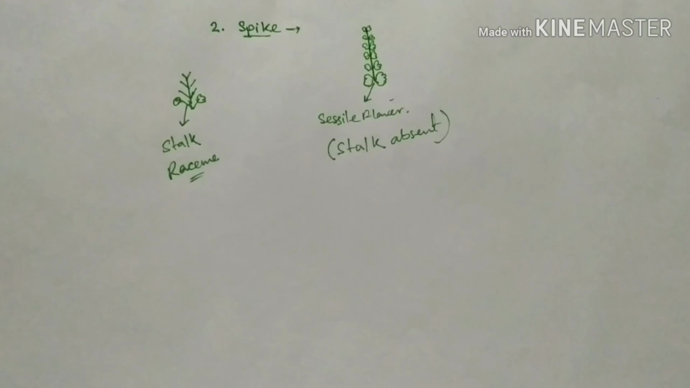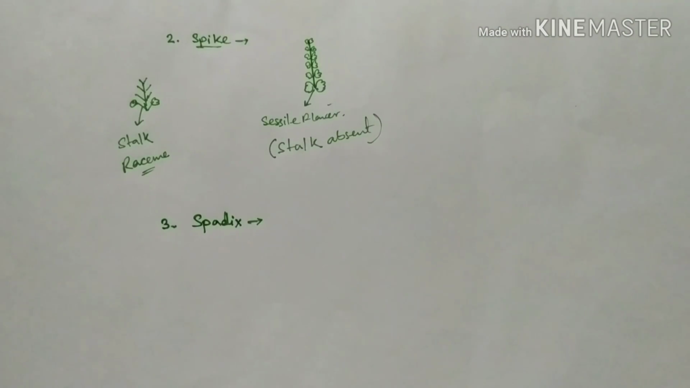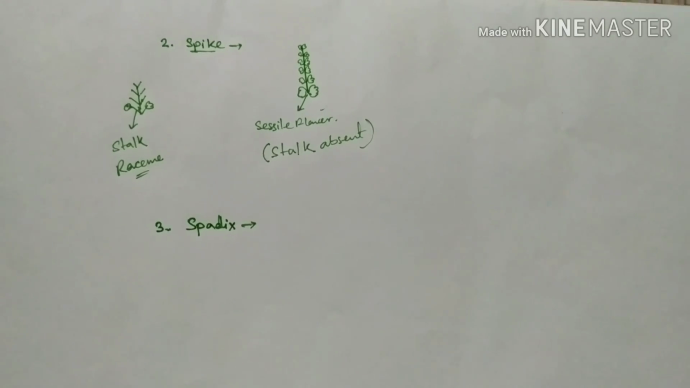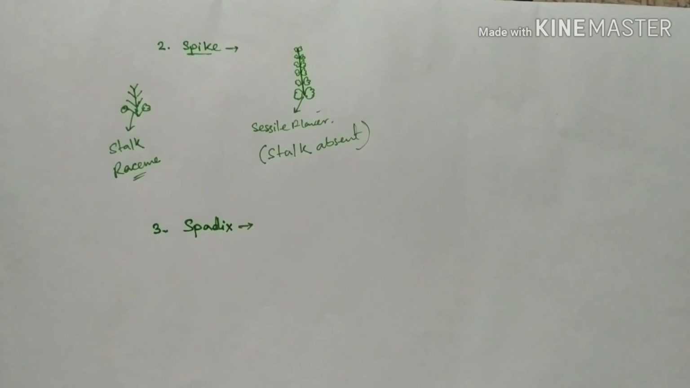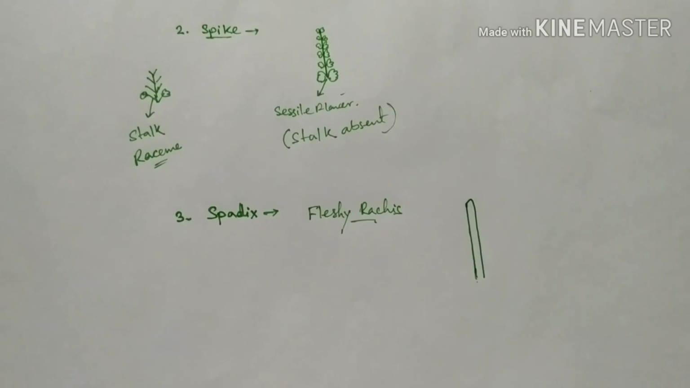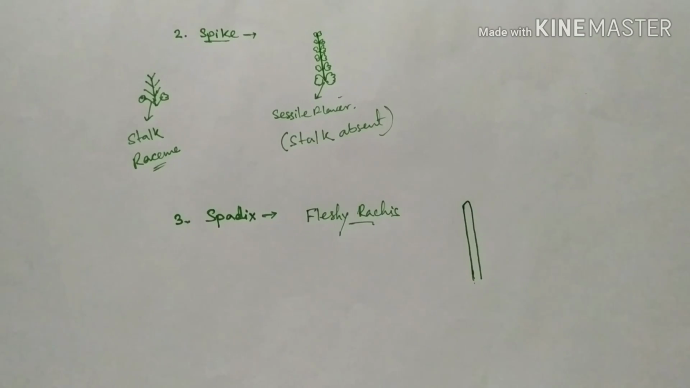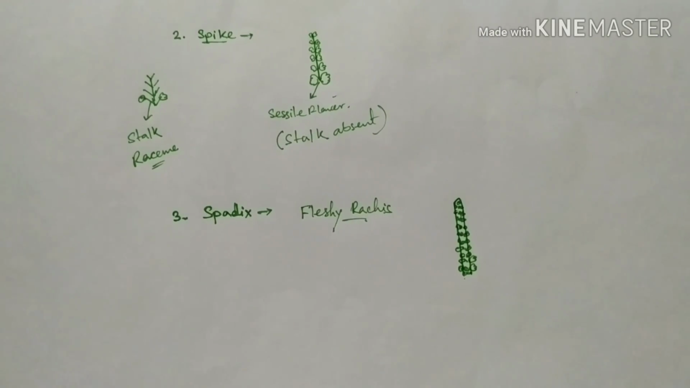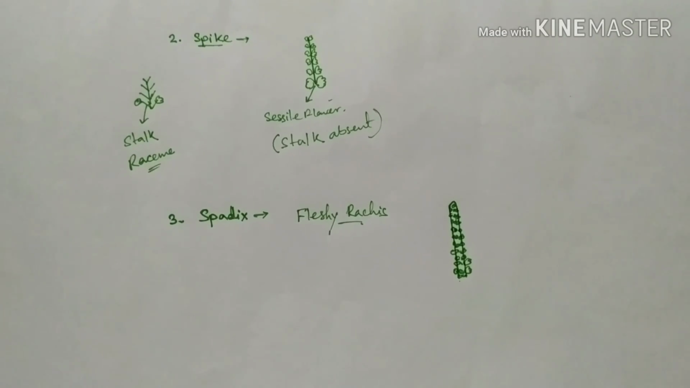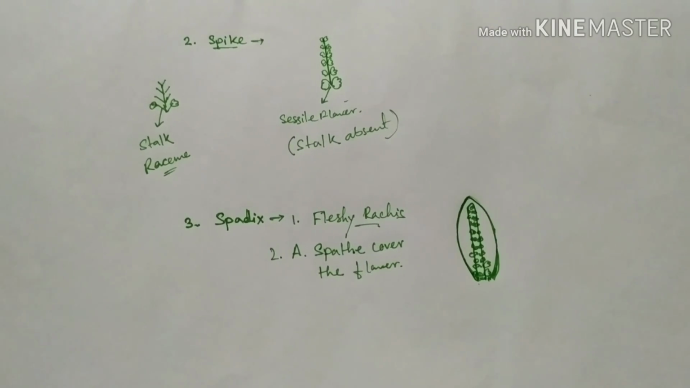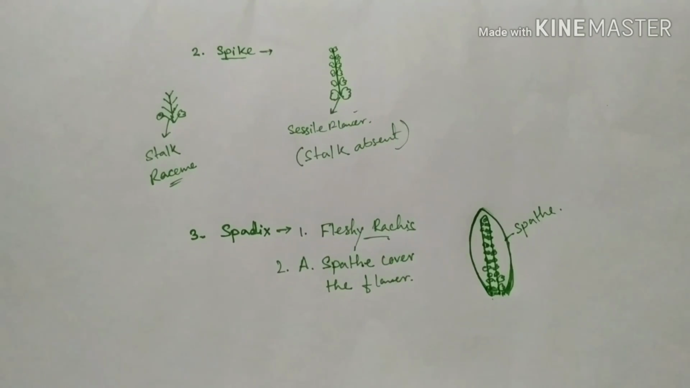Number 3, Spadix. In Spadix, all things are the same as raceme or racemose. All racemose characters are found in Spadix except that it contains a fleshy stalk; the rachis of Spadix is fleshy. Within this fleshy rachis, flowers are arranged acropetally. And another important point regarding Spadix is that the whole inflorescence is covered by a spathe. So all flowers are covered by a membranous structure, which is called spathe. So this is about Spadix.